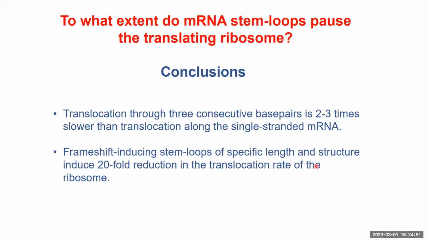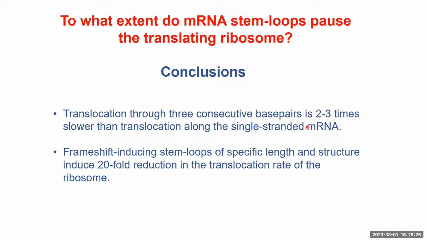So circling back to the first question that I asked, to what extent mRNA stem loops pause the translating ribosome? Our results suggest that translocating through 3 consecutive base pairs is only 3 times slower than translocation along single-stranded mRNA. This is the slowdown of translocation that we observed with truncated and extended stem loop and bimolecular helix. And we've done some experiments where we just looked at duplexes formed by oligonucleotides and mRNAs and observed a similar phenomenon, a 2 to 3-fold decrease in translation.